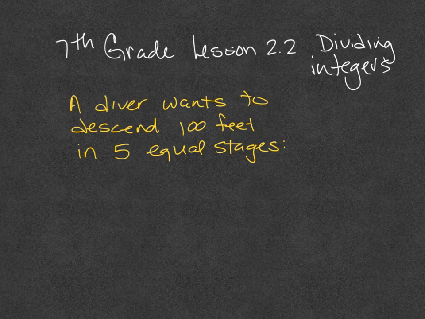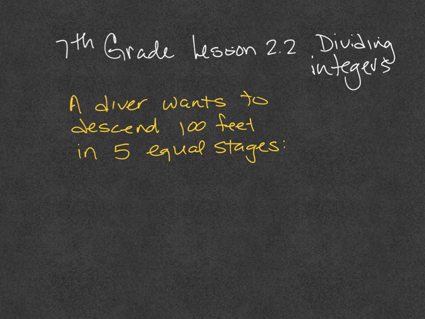7th grade lesson 2.2 is dividing integers, and you'll see that this is similar to lesson 2.1 as far as the rule that you use for it, but let me just show you how. So remember that division is really repeated subtraction. So let's see the example of a diver wanting to descend 100 feet in 5 equal stages.